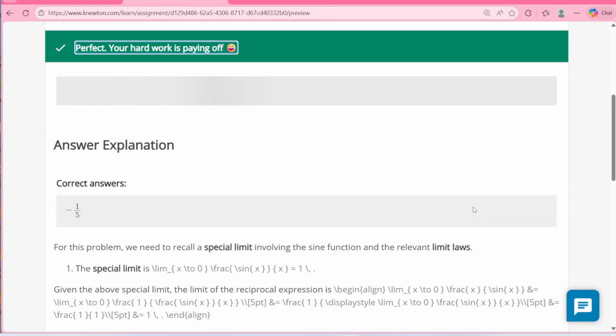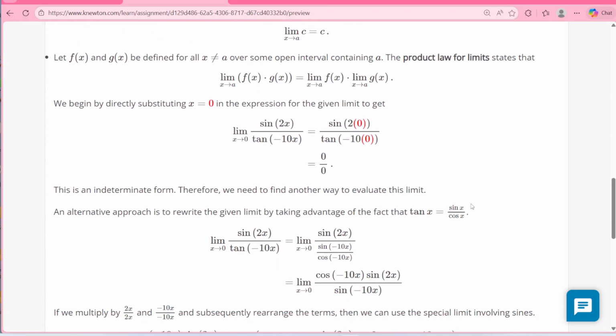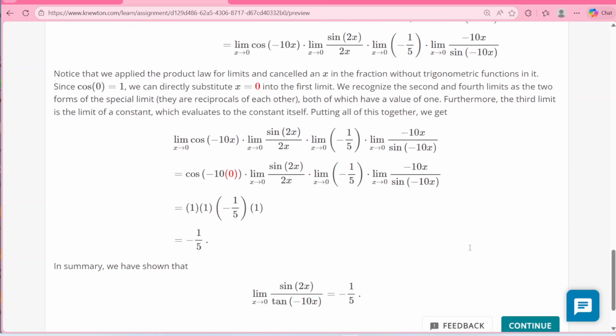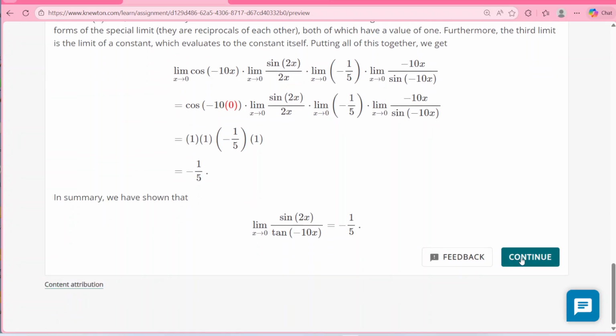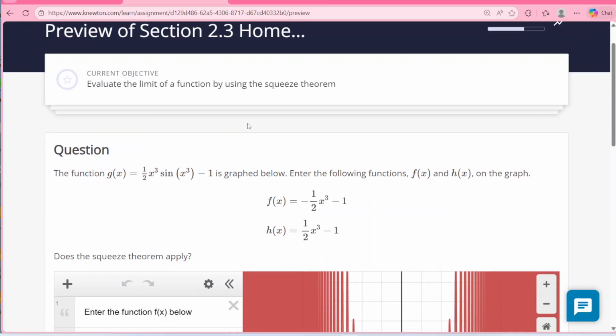Submit an exact answer again. You see they do all that here, and show you everything I basically just showed you. I didn't write all the splitting that they're doing, but yeah. Okay. All right. So this is evaluate the limit of a function by using the squeeze theorem. All right, so I'll write out this squeeze theorem.